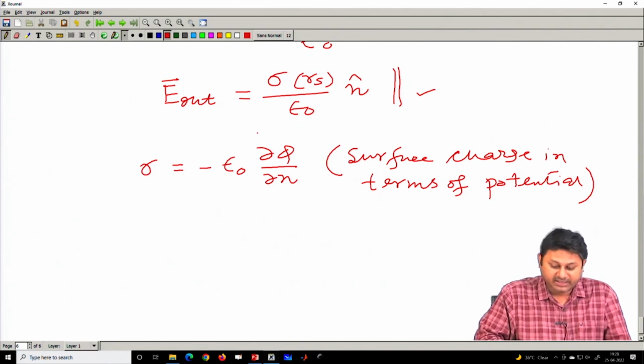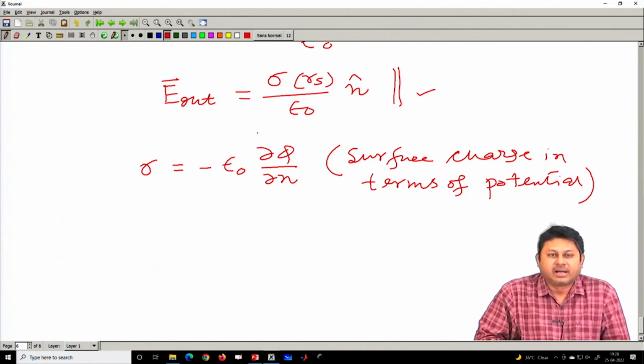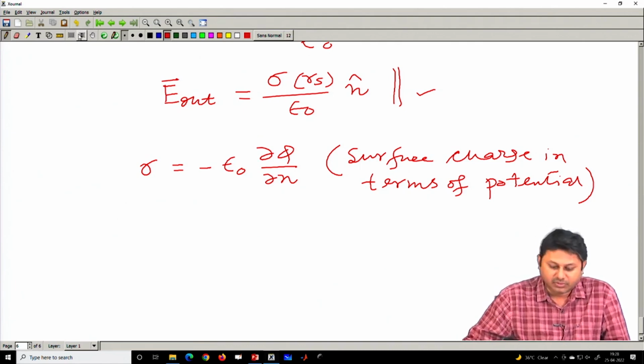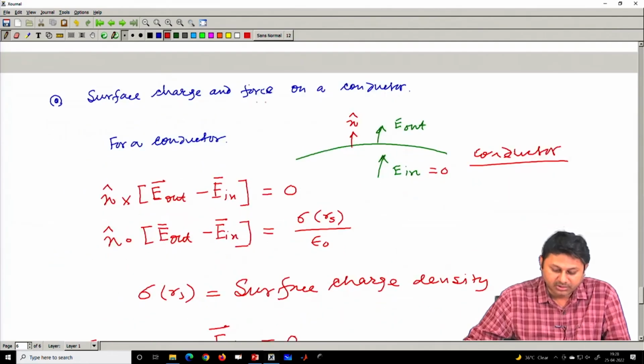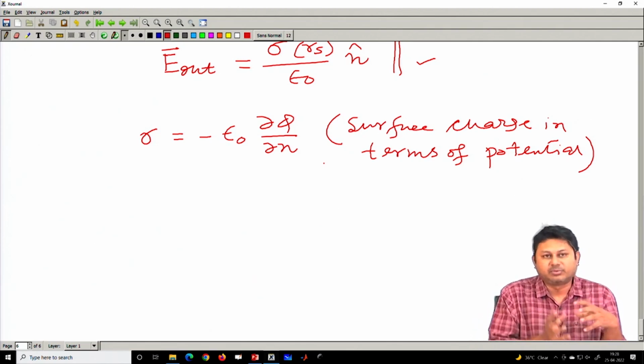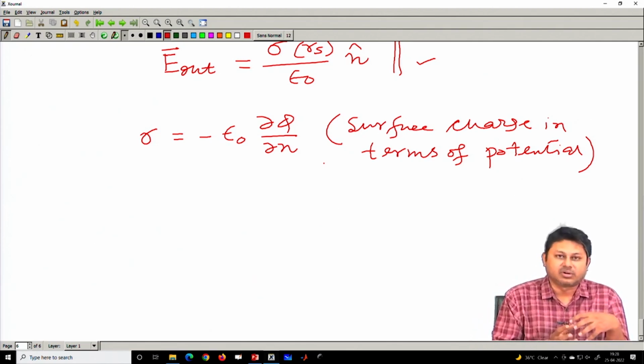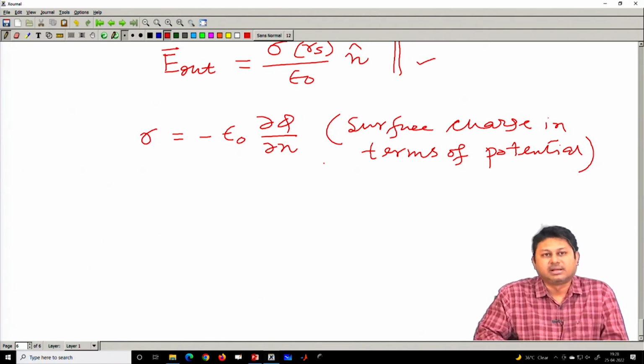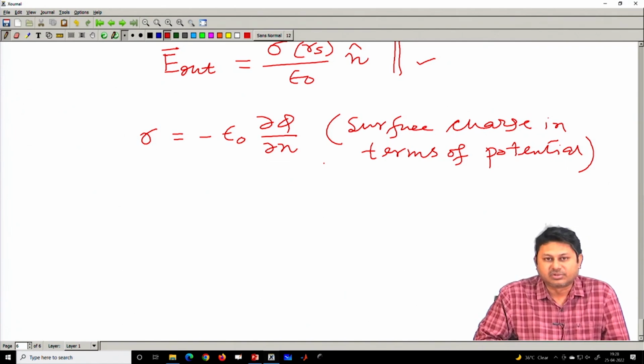We are almost there, because today I do not have much time to discuss. In the next class we will continue and try to understand the force on a conductor. I started here with the surface charge and the force on the conductor, but the force part I will do in the next class, and also try to do some problems. Suppose we have two hemisphere conductors placed, and how much force they exert on each other, we will try to understand quickly in the next class. Thank you very much for your attention, and see you in the next class.